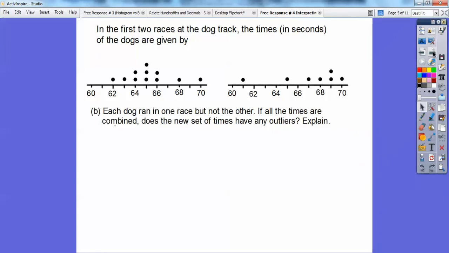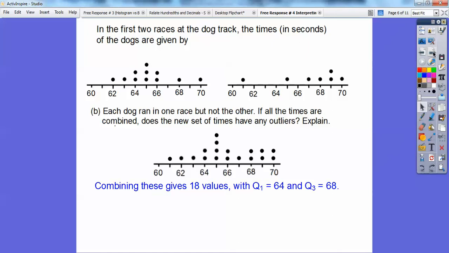Each dog ran in one race but not the other. So if we combined all the times, does the new set of times have any outliers? Here's all the times combined, you guys. I just combined them all together. Combining these gives 18 values now, with quartile 1 and quartile 3 right there.